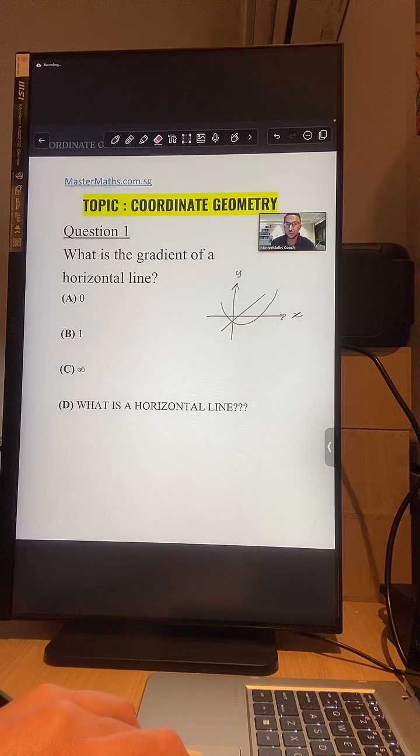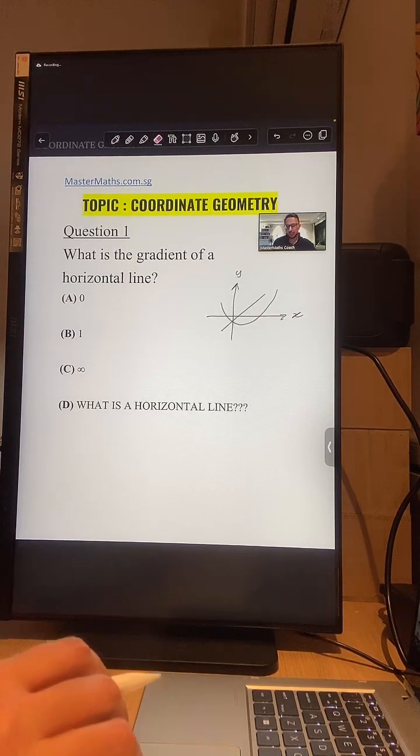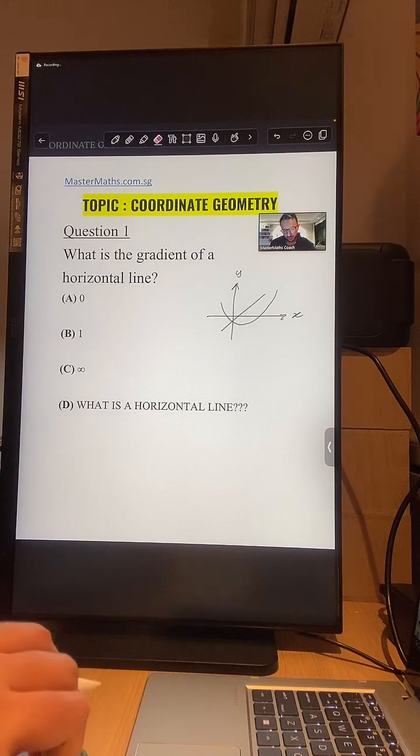Okay, someone says 0. Anybody else? Any other answers? Let's see those people on TikTok. Haven't gotten any comments from you guys on TikTok. Okay, let's see what the answer is. So what is the gradient of a horizontal line?